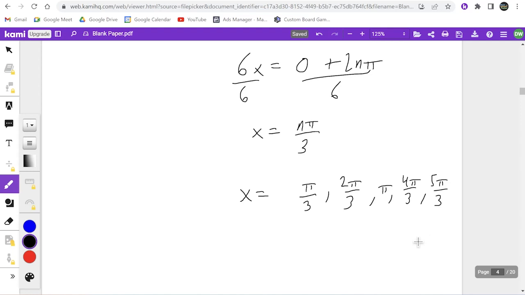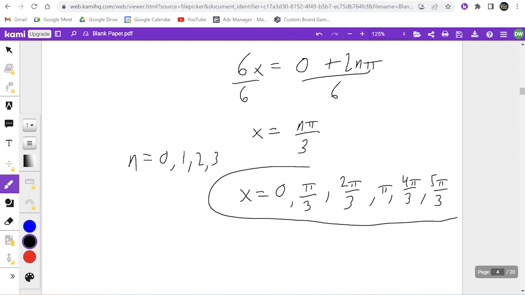Now there's one more answer here that I'm missing. Can anyone tell me what the answer is? The answer is I'm missing 0. How come 0 is a solution? I thought n has to start at 1. Incorrect. N starts at 0. Remember that. N starts at 0, and then 1, and then 2, and then 3. So that's why the answer is just these 6 solutions right here. Any questions?